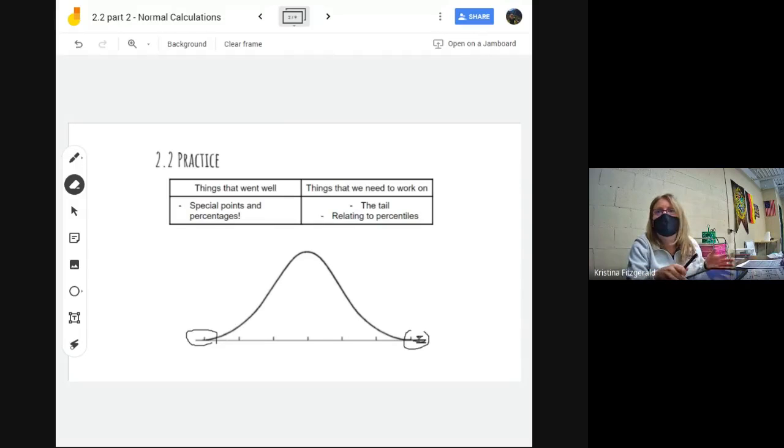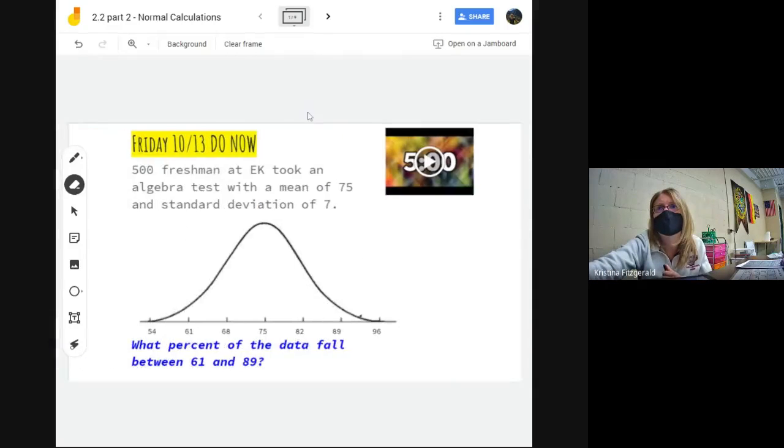Okay, hello. We're going to take a look at what we did today. So we did 2.2, the last part. We warmed up with this question: what percent of the data for this scenario fall between 61 and 89?